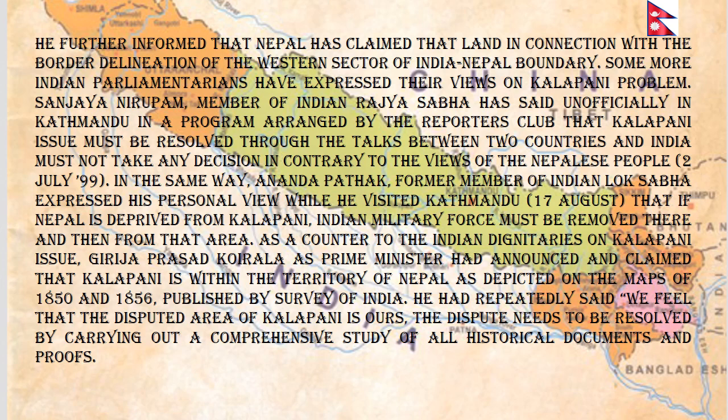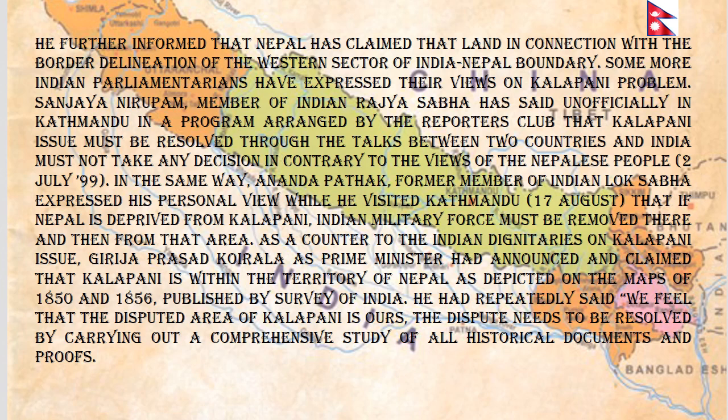Sanjay Nirupam, member of the Indian Rajya Sabha, said unofficially in Kathmandu in a program arranged by the Reporters Club that the Kalapani issue must be resolved through talks between the two countries and India must not take any decision contrary to the views of the Nepalese people, July 2, 1999. In the same way, Ananda Pathak, former member of the Indian Lok Sabha, expressed his personal view while visiting Kathmandu on August 17 that if Nepal is deprived of Kalapani, the Indian military force must be removed from that area there and then.